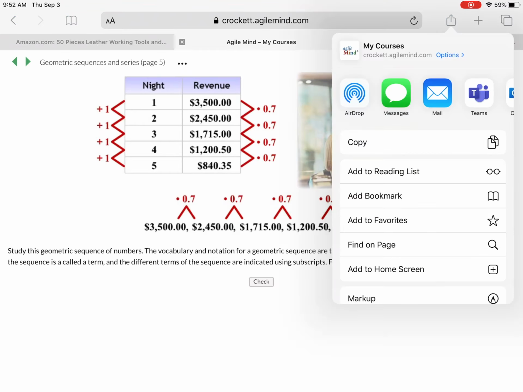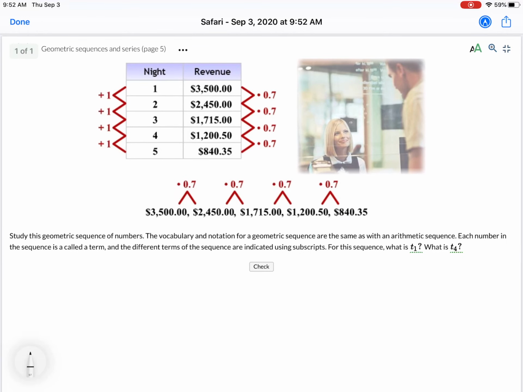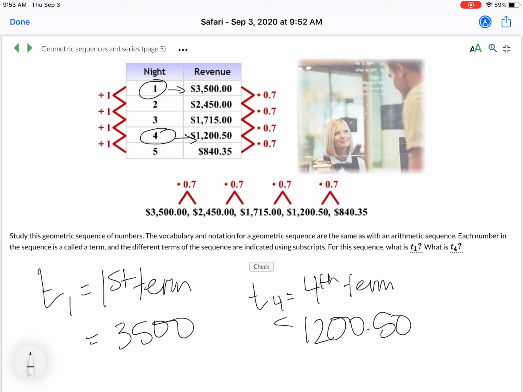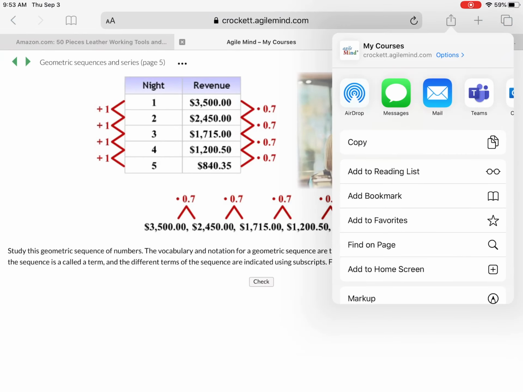Okay, so for this sequence, what is T1? So, T1 is my first term. So if you look at 1, you get 3,500. Then it asks for T4. That's my fourth term. You get 1,250. Okay, so that's all that's asking. Just to find the number and define the term.